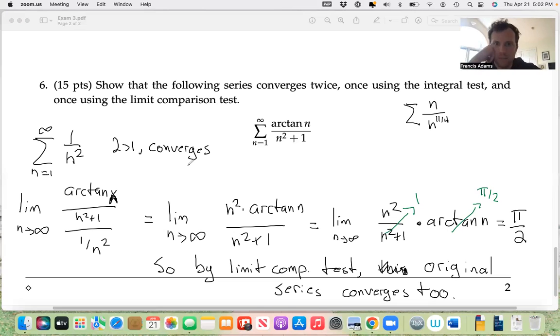Questions about this one? So the arctangent in here, why this works out kind of nicely is because this is an inverse trig function, but what we're really using is that it has this horizontal asymptote.